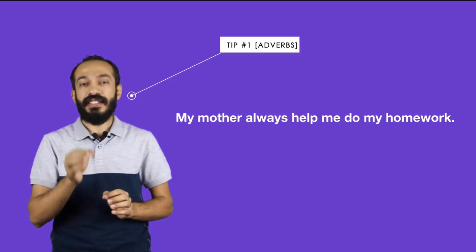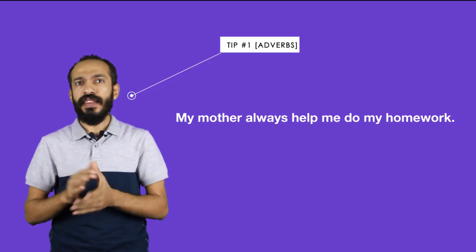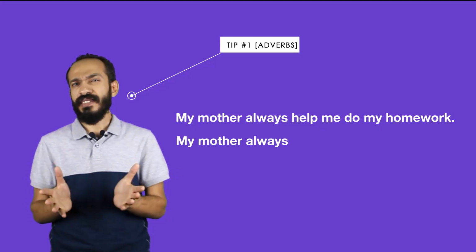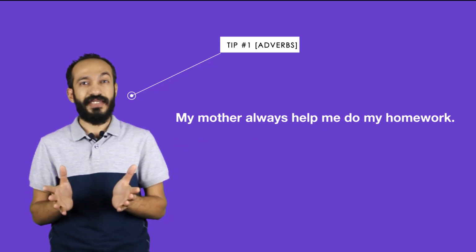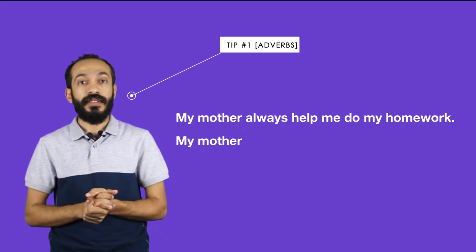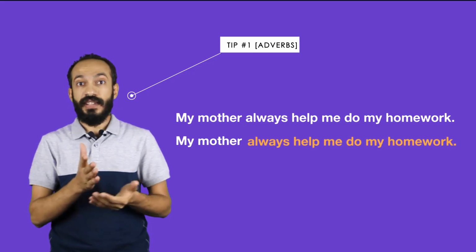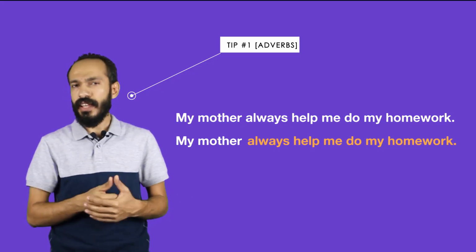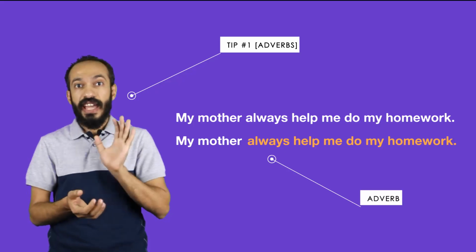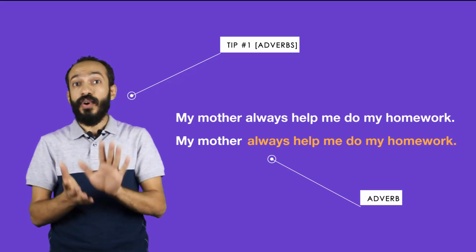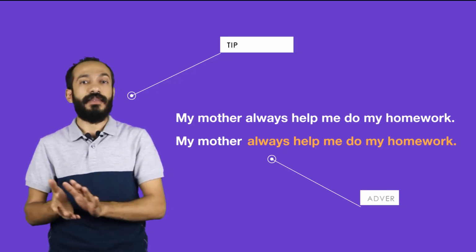Well, let's ask the same question again. Who did that? My mother always? It doesn't make a lot of sense. Just my mother. Well, what does she do? Always help me do my homework? Yeah, that makes more sense. So, frequency adverbs or any adverb belongs always to the predicate, not to the subject of the sentence.